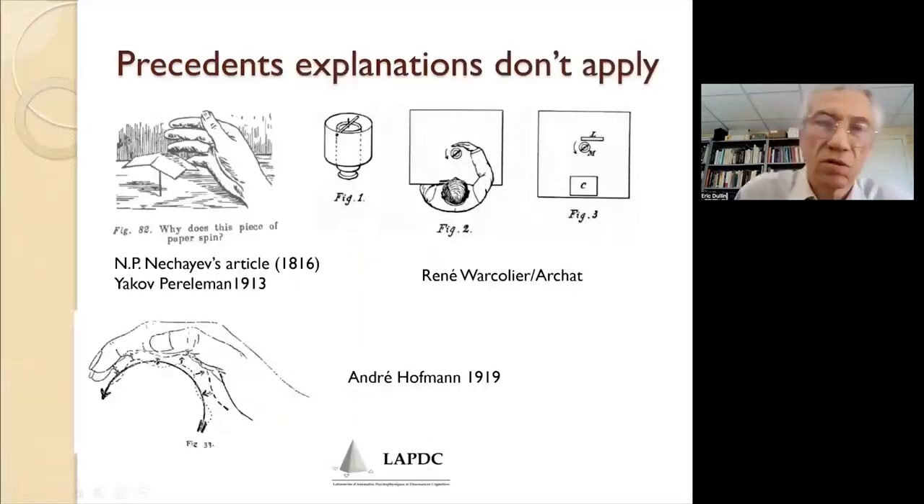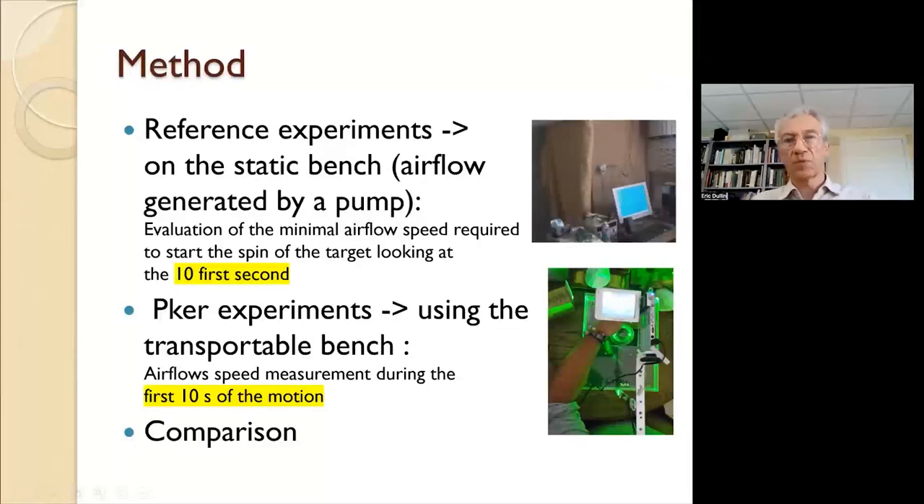So the point is about the position of the hand and the box, that all the preceding explanation doesn't apply, because all this explanation needs the hands to be close to the target. And we are above the target this time. So what we use for this experiment, we have reference experiments which were done with our old booth, where we use a pump, and we try to see the minimal speed requirement to start the spin of the target, okay? And then the PKR experiment using the portable bench you just saw, and we compare the first 10 seconds of movement in the two kinds of experiment.